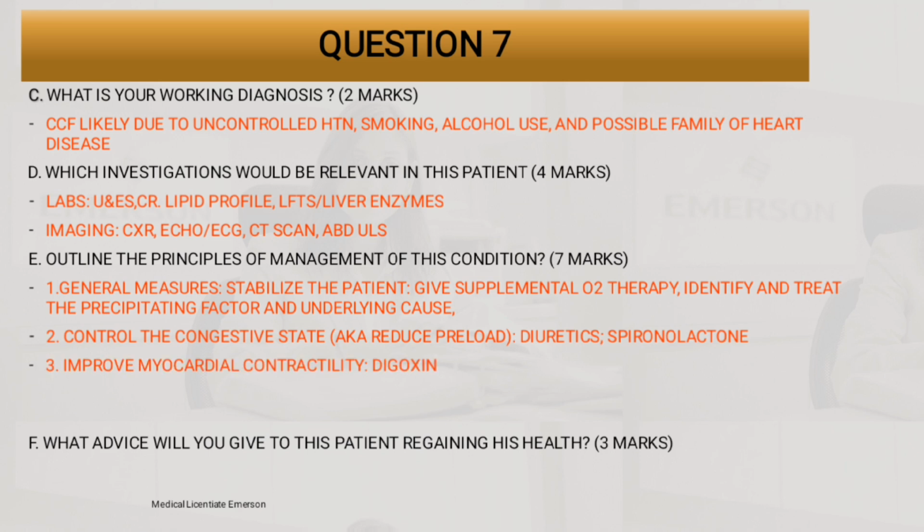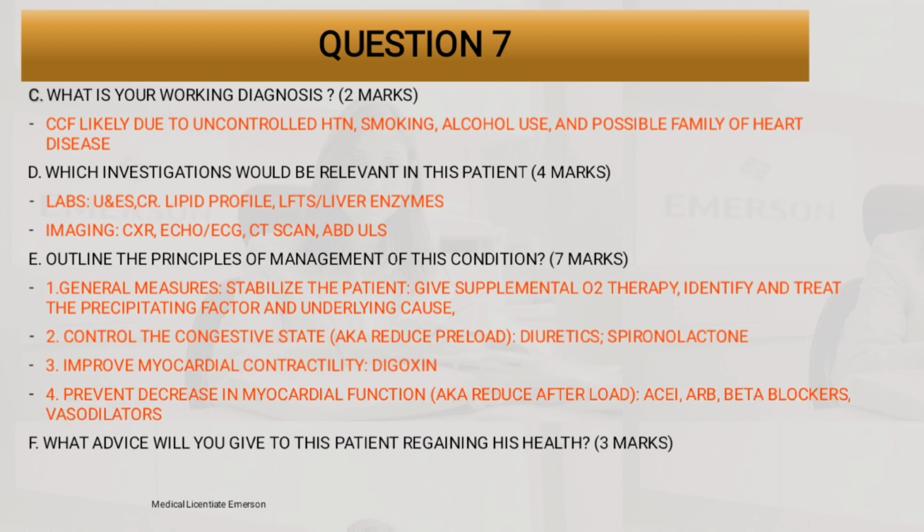Okay, then the third principle is to improve myocardial contractility. So depending on, again, your ejection fraction, if it's reduced, then you can give your digoxin and follow the digoxin parameters that have been employed. There's also data on digoxin use. There's a lot of guidelines on how to use digoxin. Then four, we have to prevent decrease in myocardial function.